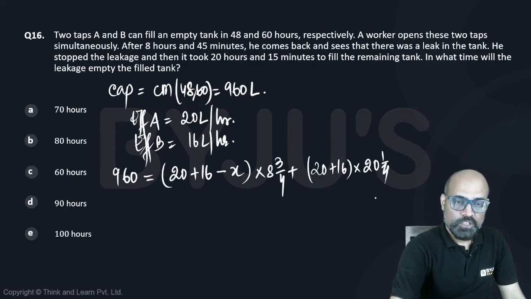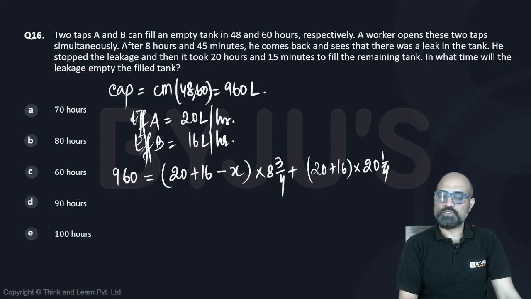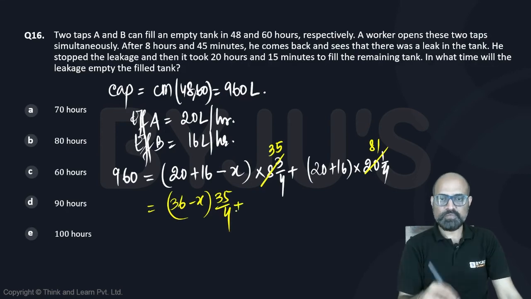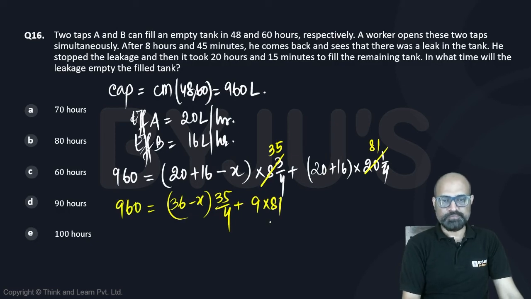Okay, so let's solve this. This is 8 into 4, 32 plus 3, so this is 35 by 4. And this is 20 into 4 plus 1, so this is 81 by 4. So this is going to be 36 minus X into 35 by 4, plus 36 by 4, that is 9, into 81, and this is 960. So 9 into 81 is 729, right? So 729 goes here, and we'll be left with 231.